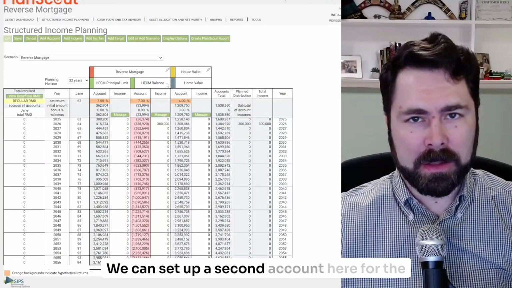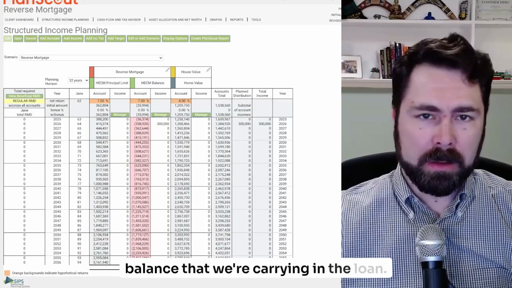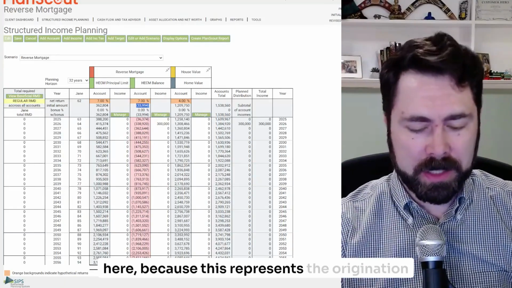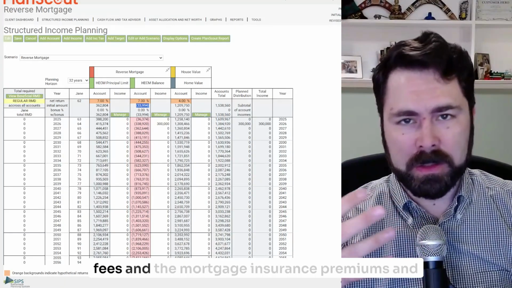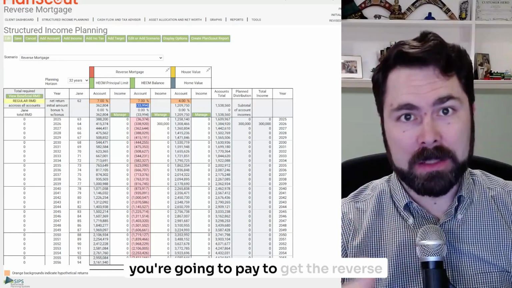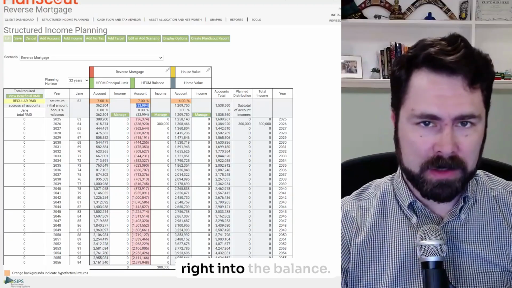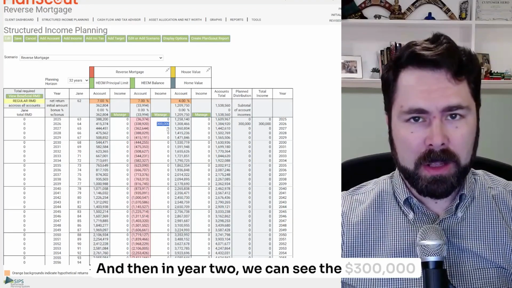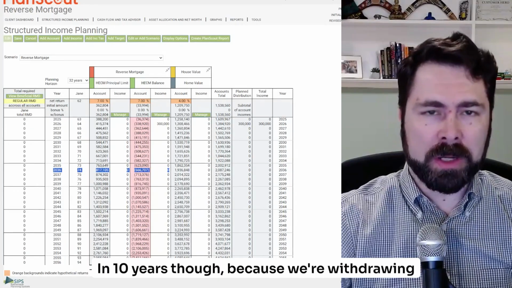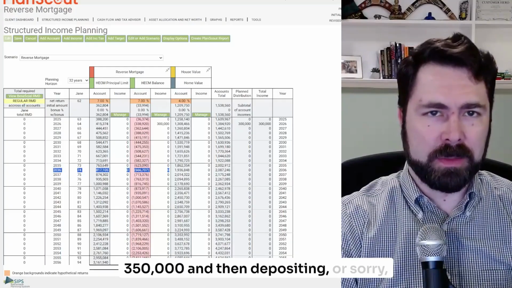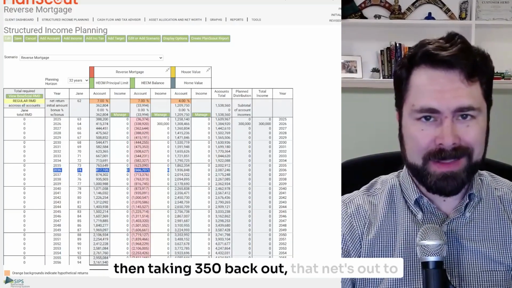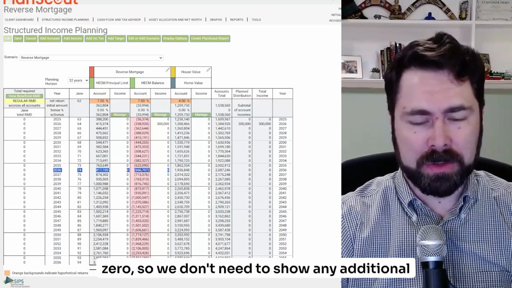We can set up a second account here for the balance that we're carrying in the loan. So again, the same interest rate. There's a little bit of a balance starting here because this represents the origination fees and the mortgage insurance premiums and those other miscellaneous charges that you're going to pay to get the reverse mortgage. And most clients will roll that right into the balance. And then in year two, we can see the $300,000 that we have withdrawn. In 10 years, though, because we're withdrawing $350,000 and then depositing $350,000 to pay the interest and then taking $350,000 back out, that nets out to zero. So we don't need to show any additional activity there.